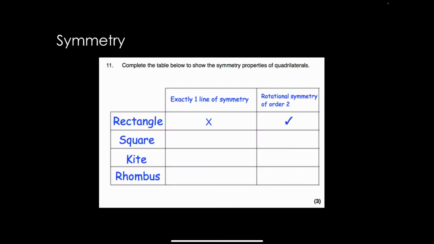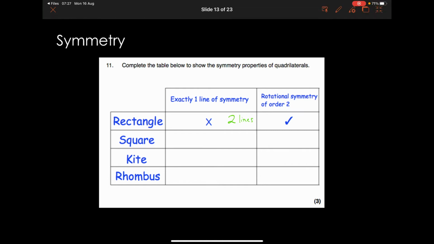Alright. Now another typical question is to complete the table below to show the symmetry properties of quadrilaterals. So the rectangle, it says exactly 1 line of symmetry. There's a cross there because rectangles actually have 2 lines of symmetry. Rotational symmetry of order 2, and that's a tick. Now if you want to, you can have a go at this and pause the video and try and draw the diagram quickly, draw the table, and quickly put in your ticks and crosses where you think.